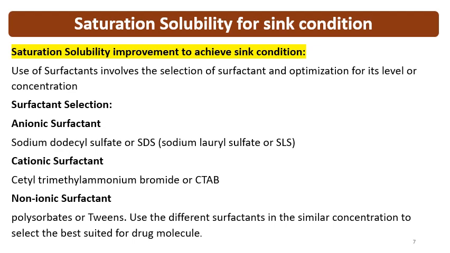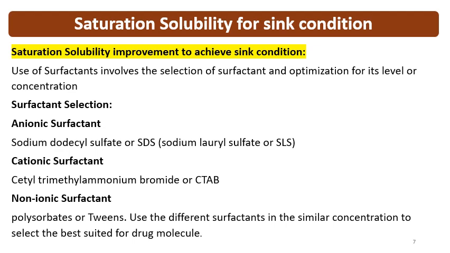Cationic surfactant is CTAB, cetyl triethyl ammonium bromide. Then non-ionic surfactants. So polysorbate or Tweens, generally the example is Tween 80 or Tween 20. These are the non-ionic surfactants. So use the different surfactant in the similar concentration to select the best suited for the drug molecule.